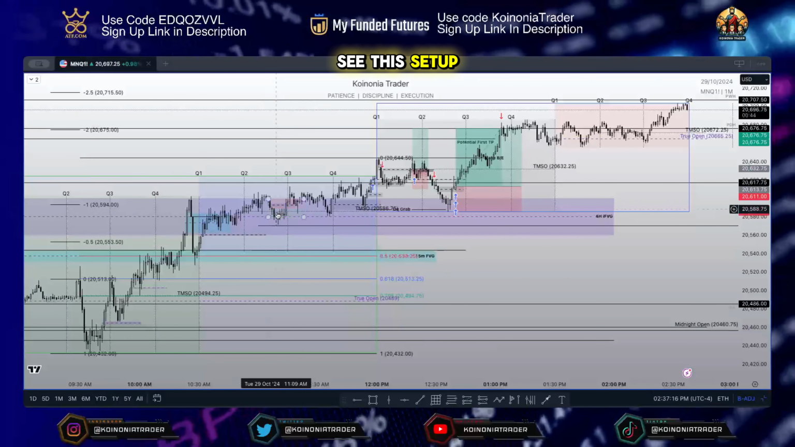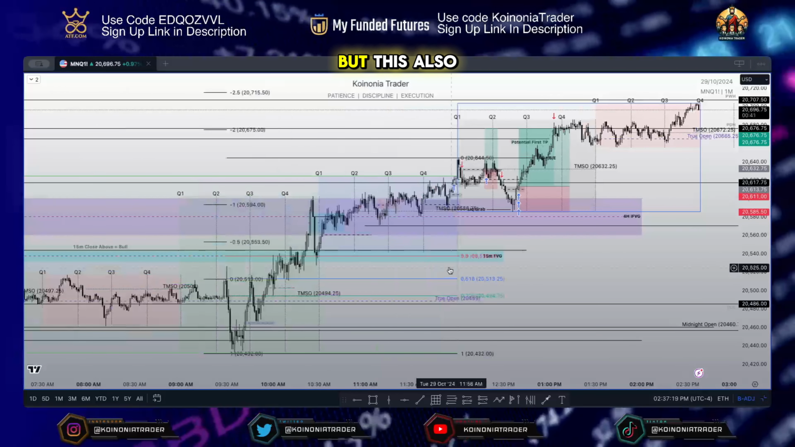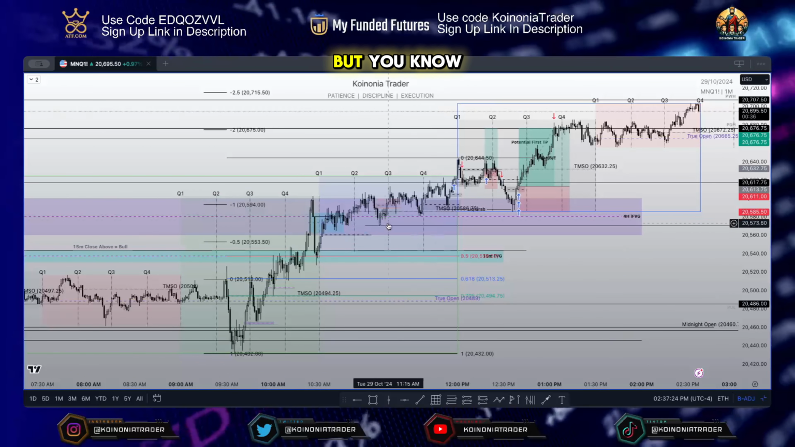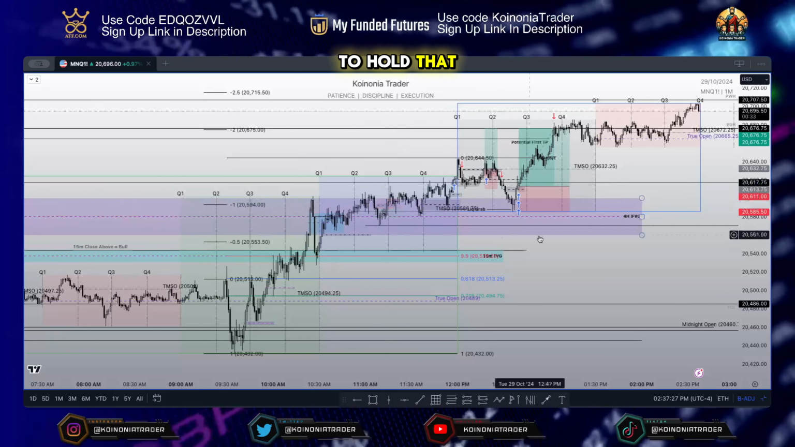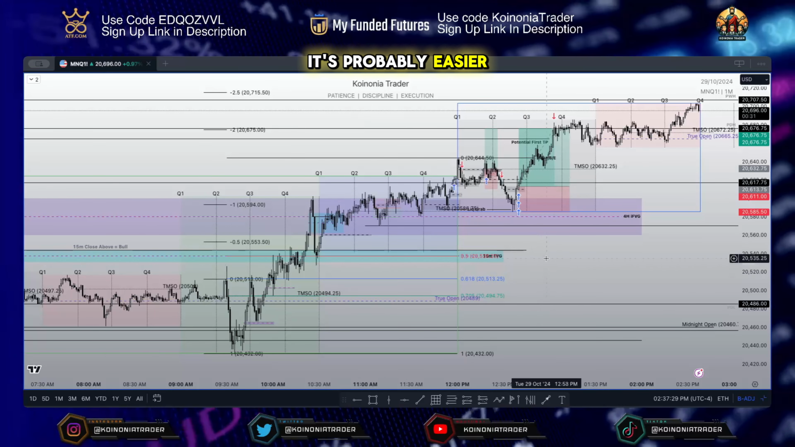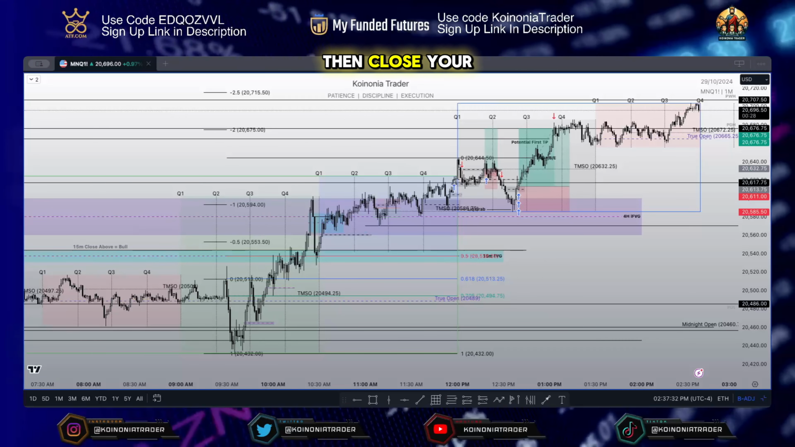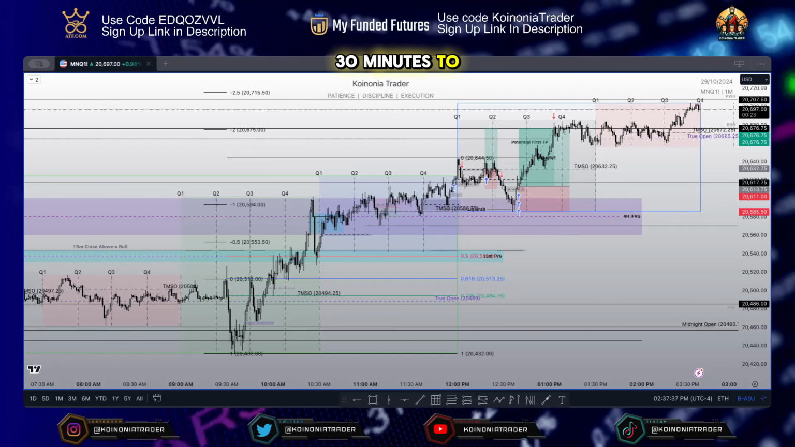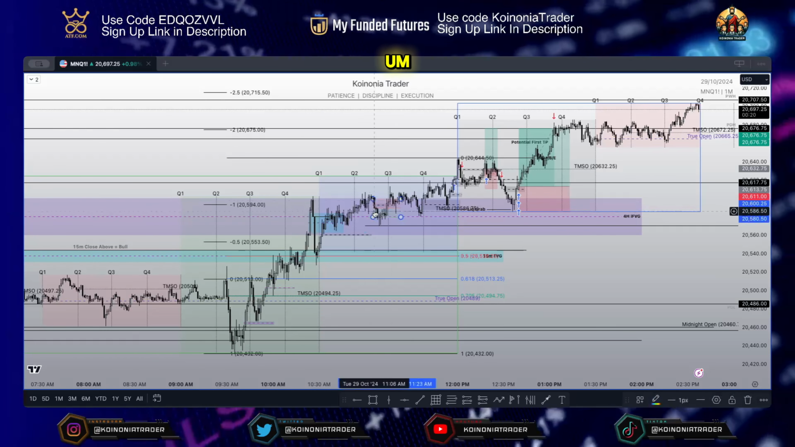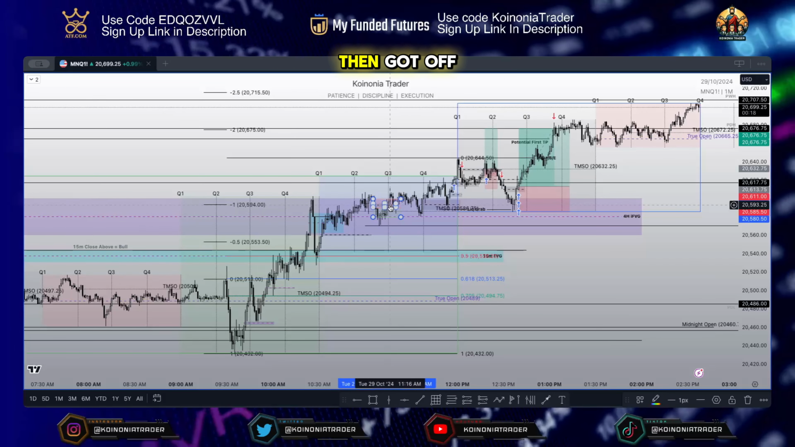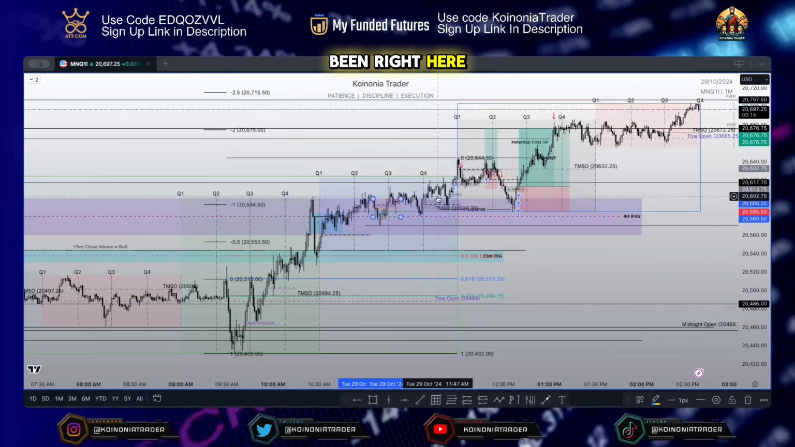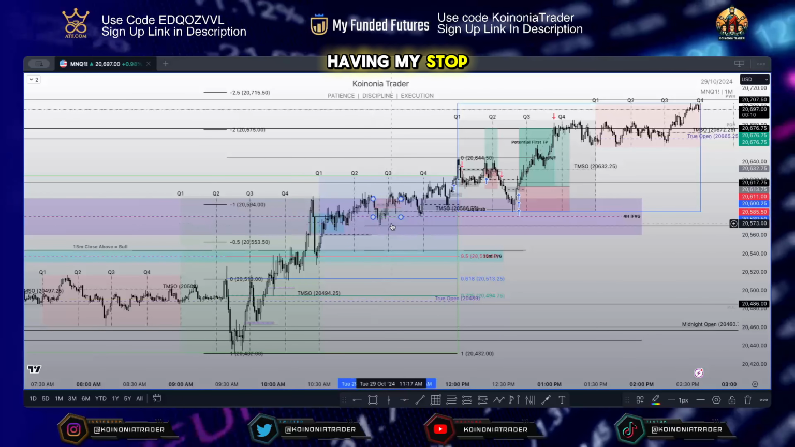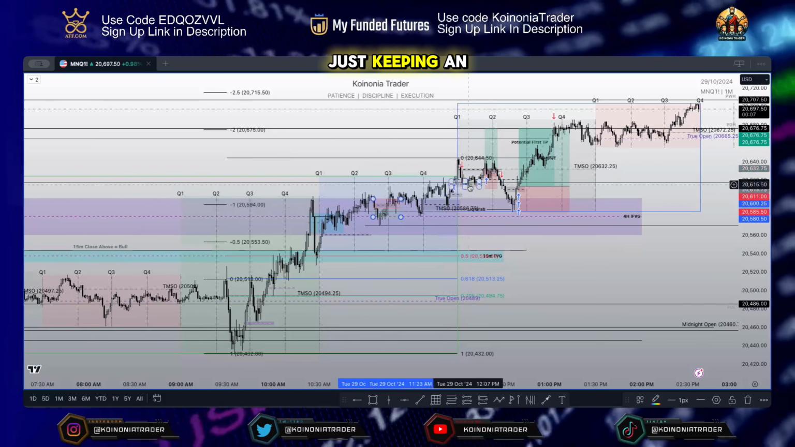I did see this setup here. I don't remember exactly why I didn't take it, but this also would have been a good setup. Taking this one, reaching to previous day high, but it would have been a lot on the mental to hold that trade. Honestly, I've realized that it's probably easier to get into a trade and then close your screen and check back every couple of minutes, or give it at least 30 minutes to just watch it for a bit. So if I had entered right here, and then got off at 11:45, that would have been right here, as it's moving on up. So I would have been in profit, felt good about it, having my stop below that low, and just keeping an eye on it, right?